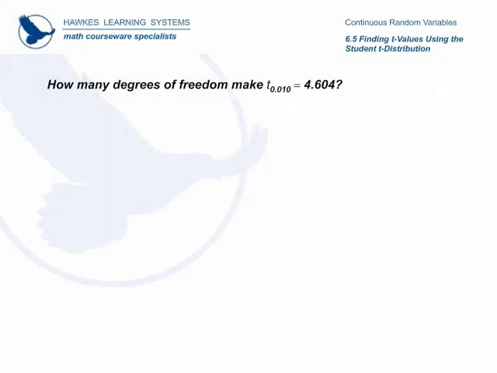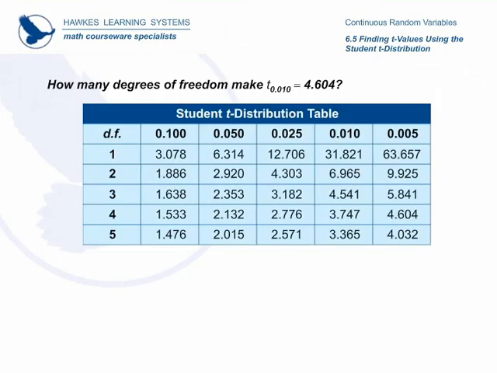Let's take a look at another example. How many degrees of freedom make t with an alpha of 0.010 equal 4.604? Now we've got our student t distribution table, and we take our alpha of 0.010, and we find our value of 4.604, and we see that that gives us a degree of freedom of 4. Great.